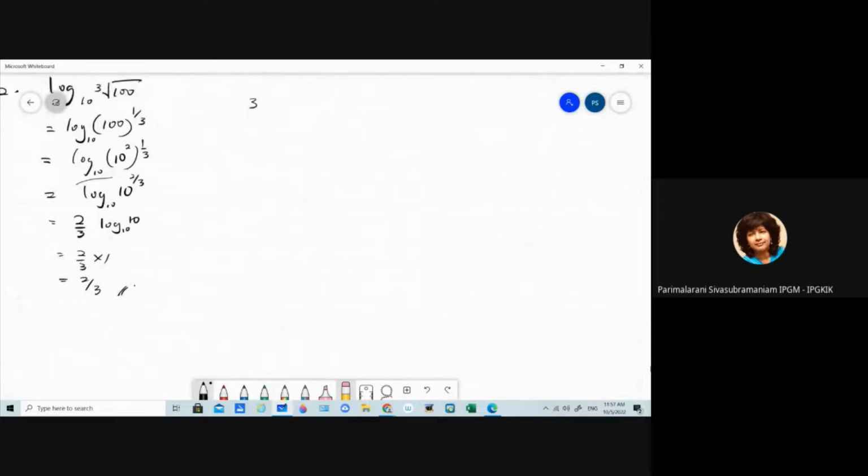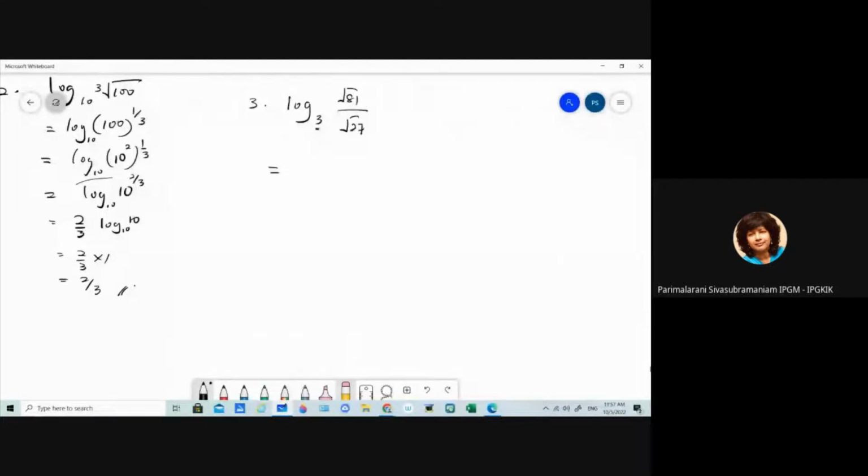Okay, question 3 here. So we have log of root 81 over root 27, base 3. If you know this here is base 3, then you must try and write these numbers in terms of 3.